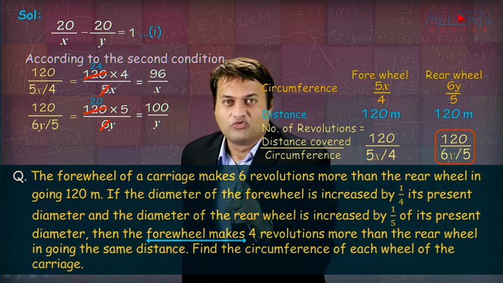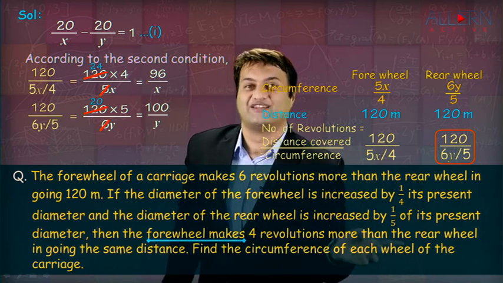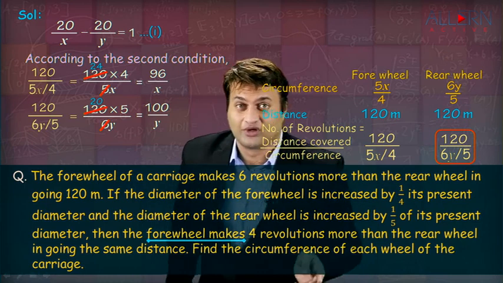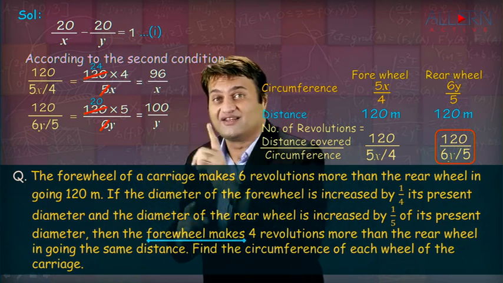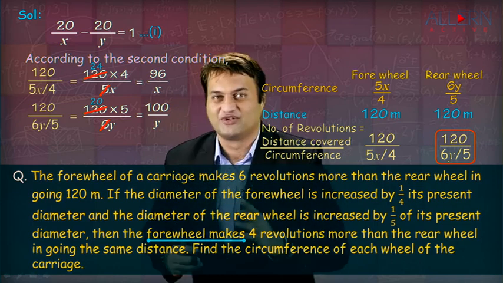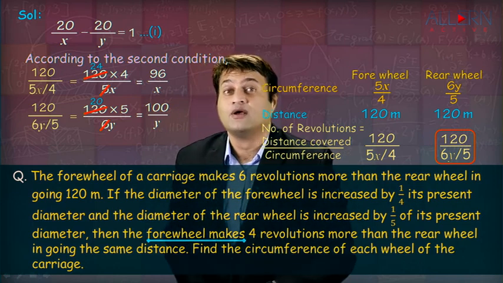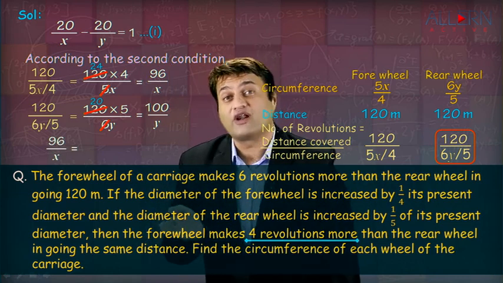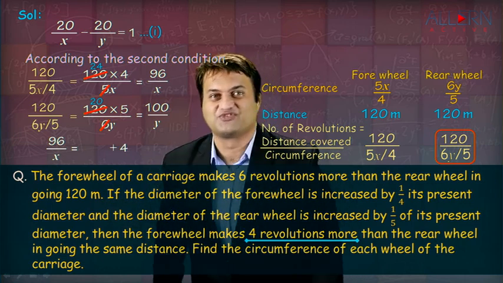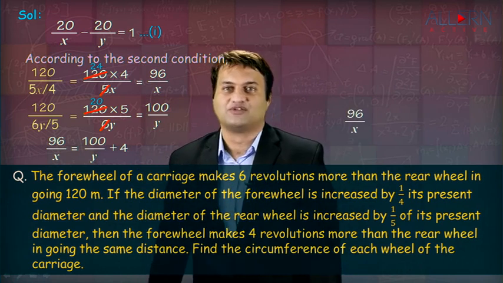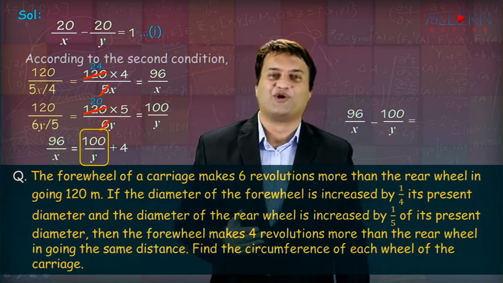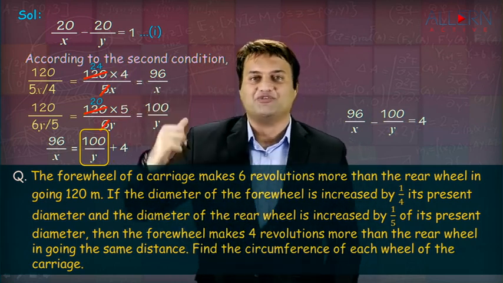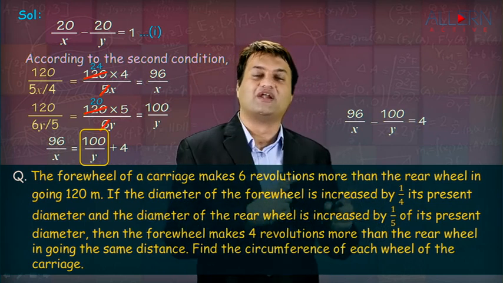Now what is given? The forewheel makes 4 revolutions more than the rear wheel. In the first condition, it was 6 revolutions more. This time it is 4 revolutions more. And what are the number of revolutions that we will be considering now? 96 upon x and 100 upon y. So let's do that. The forewheel, meaning which one will you take? 96 upon x. Makes 4 revolutions more, after leaving some space plus 4, than the rear wheel, that is 100 upon y. So 96 upon x minus 100 upon y is equal to 4. Now see, like in the previous condition, we had divided throughout by 6. Even here you can divide throughout by 4.